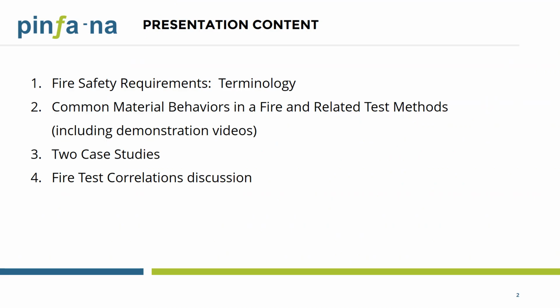In this webinar, we'll go over the following topics. First, to briefly go over terminology used for U.S. fire safety requirements. Then we'll go over 10 common material behaviors in a fire and the related test methods, which include demonstration videos. We will also look at two case studies while talking about related material behavior in those case studies. And last, we'll briefly discuss test correlation between different fire tests.